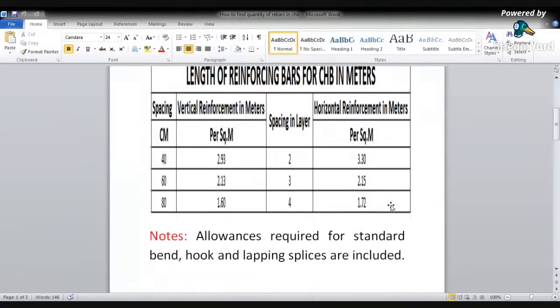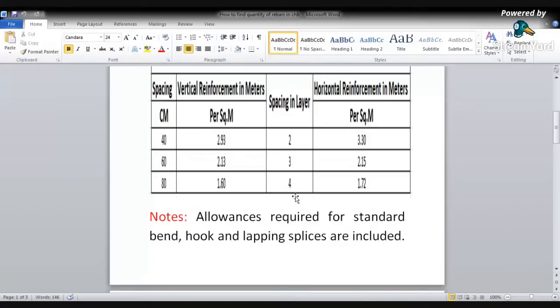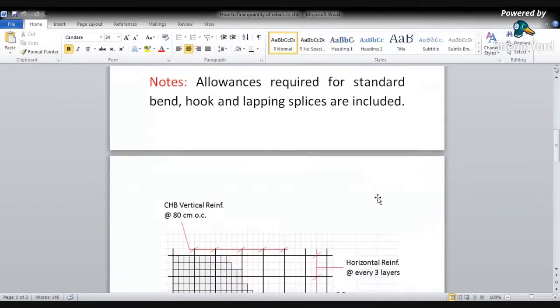Now, take note that these values already include the allowances required for standard bends, hooks, and locking splices. So if there is a hook, or splicing, yung dugtungan, the computation is already included in this table. So you just multiply the area by this multiplier, and you can directly find how many meters of rebars are required. Now let's go to the example.